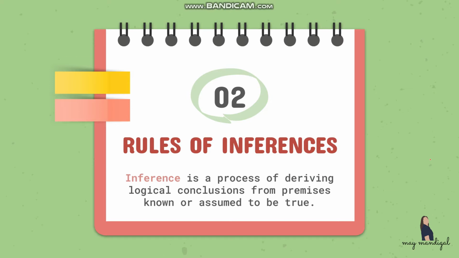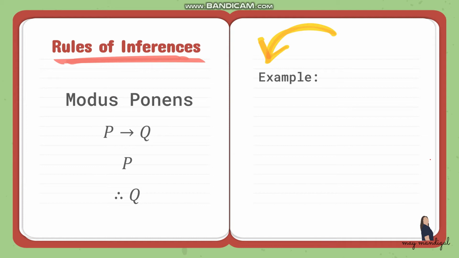So in writing a conclusion, we assume first that the premises are true or known to be true. And then after that, we will be deriving a conclusion based on those premises. And to do that, we will be applying the different rules of inferences. So let's discuss them one by one. First is what we call the modus ponens.